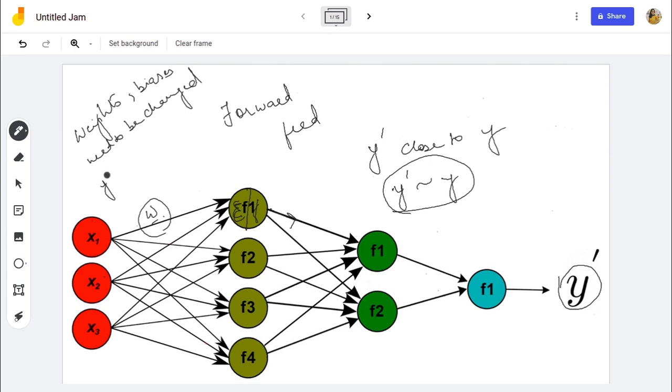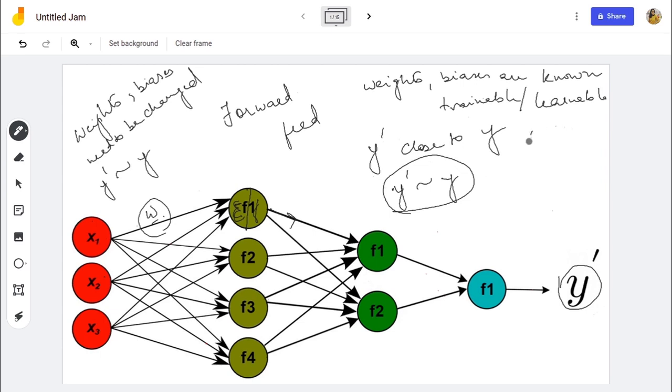so that y hat is very close to the actual value, right? Hence, weights and biases are known as trainable or learnable parameters. Trainable or learnable parameters. So, we have to now change the weights and biases, adjust them in such a way that we have the actual value very close to the predicted value.